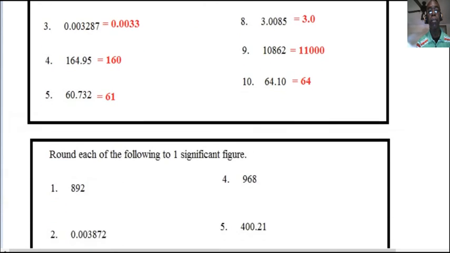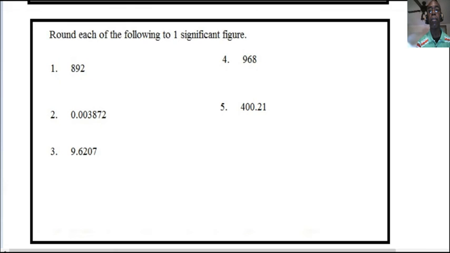Here is a final exercise. Round each of the following to one significant figure. You may pause the video and try these problems on your own before looking at my solutions.